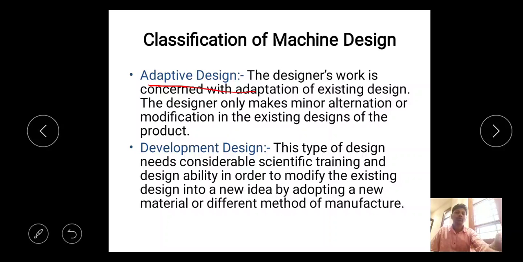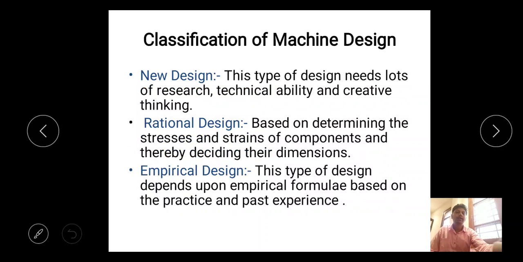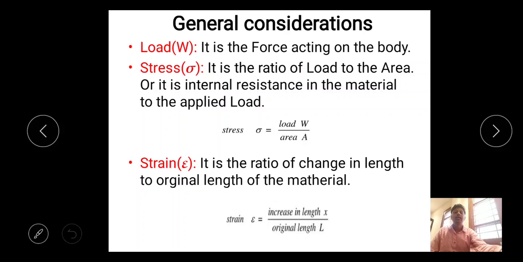Adaptive design means what, development design. Then we are studying what is new design, rational design, empirical. These are the different classifications of machine design. So then see basic things. Whenever you are studying a particular subject, you should have a prerequisite, whatever things you should know previously before studying that subject. So that is the general consideration you need to know.